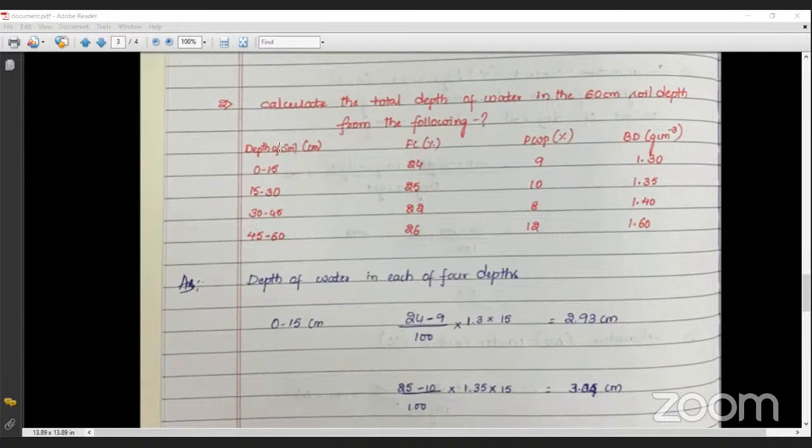That means they have given these parameters and you have to calculate only the first quarter, or they may give all the values of the 4 quarters. They may ask for the 60 centimeter soil depth.